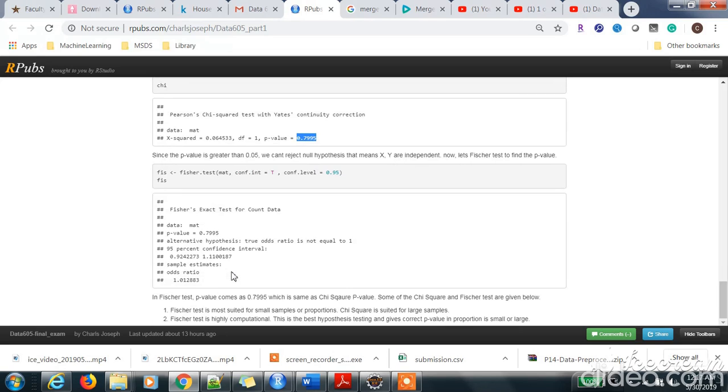So the basic difference between the Fisher test and chi-square is that the Fisher test is used for small samples or proportions, and chi-square is used for large samples. And the Fisher test is an intensive, highly computational operation, and it always gives you the correct p-value, whether you have a small data set or a large data set.